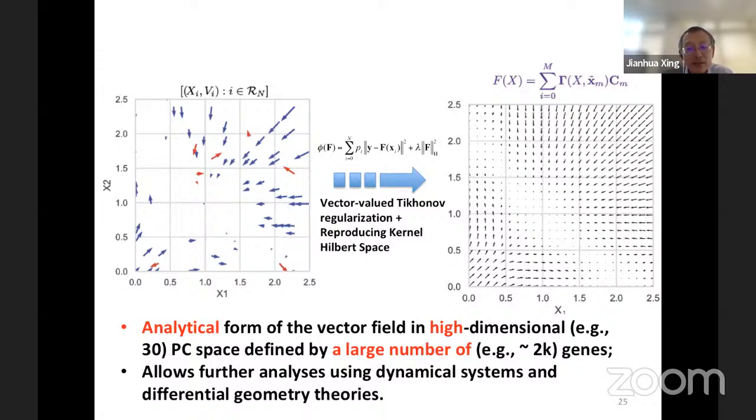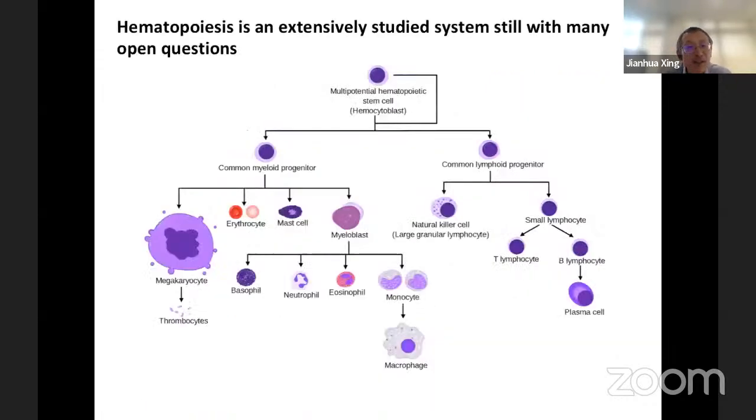It's in high dimensional space. Typically, we found that a 20 to 30 principal component space will be sufficient to describe a set of data. And each PC mode is a linear combination of the genes, right? So really, we're talking about the genome-wide space. Then we can do further analysis. I'll show you one example.